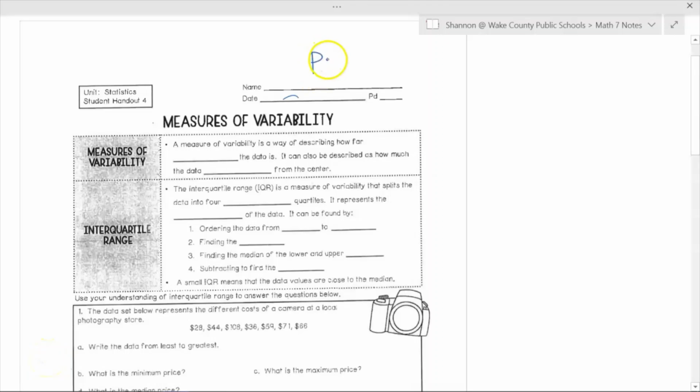Hey guys, we're on page 26 of your binder. If you don't have page 26 ready, pause, go and get it, and then come back to the video. So these two pages are going to talk about variability.